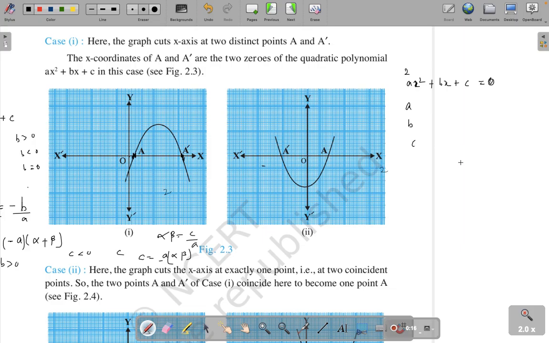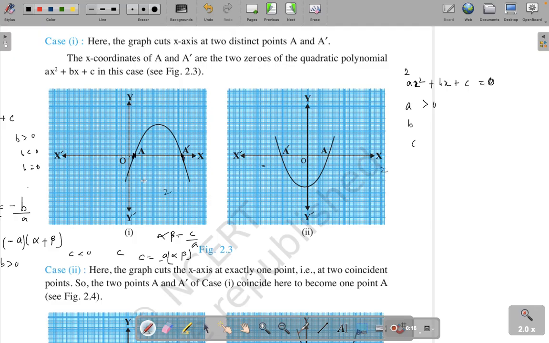So a is positive, and b should be negative. Why is b negative? Because alpha plus beta is minus b upon a, and alpha and beta both are positive.